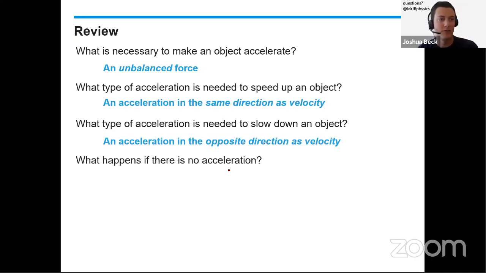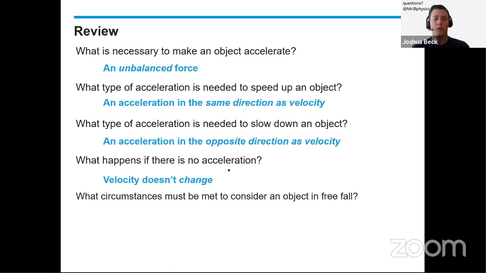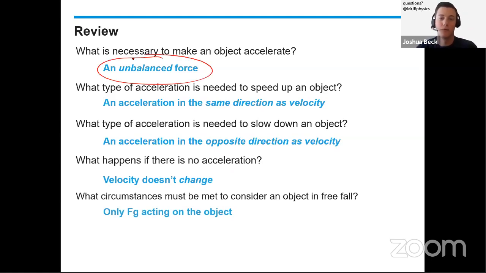What happens if there's no acceleration? So the truck, for example, there was no acceleration. That means its velocity won't change. What circumstances must be met to consider an object in free fall? Oh, well, this is different. This is something very specific now. We're going to be using this today. In order to be in free fall, we have to have the force of gravity as the only unbalanced force acting on it, which is going to create an acceleration.